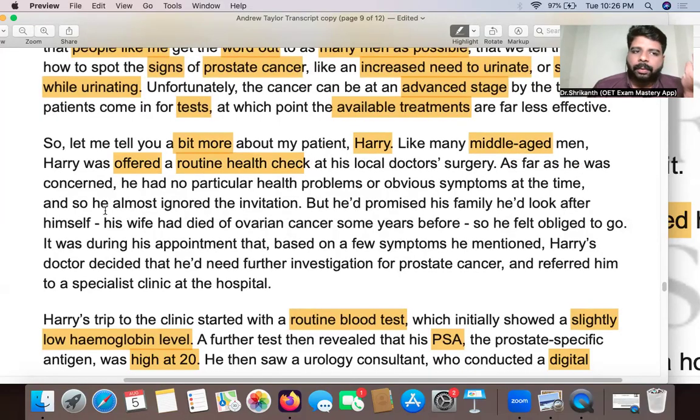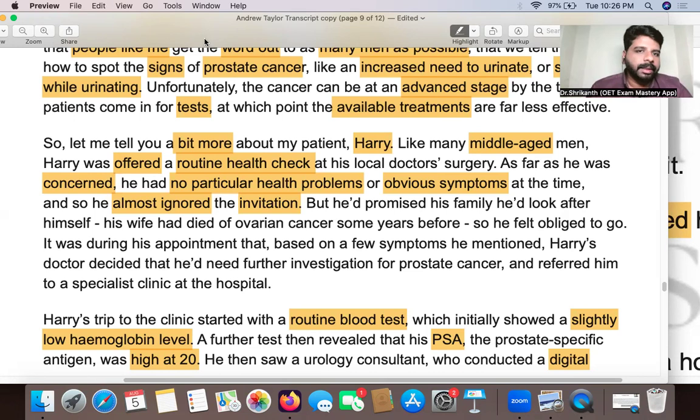As far as he was concerned, he had no particular health problems. See over here, as far as he was concerned. They are talking about the offer. He was offered a routine health checkup, and according to him, he had no particular health problems or obvious symptoms at that time. So he almost ignored the invitation, right? So what is he saying? He felt that he had no health problems. He felt that he had no symptoms. So he almost ignored the invitation.